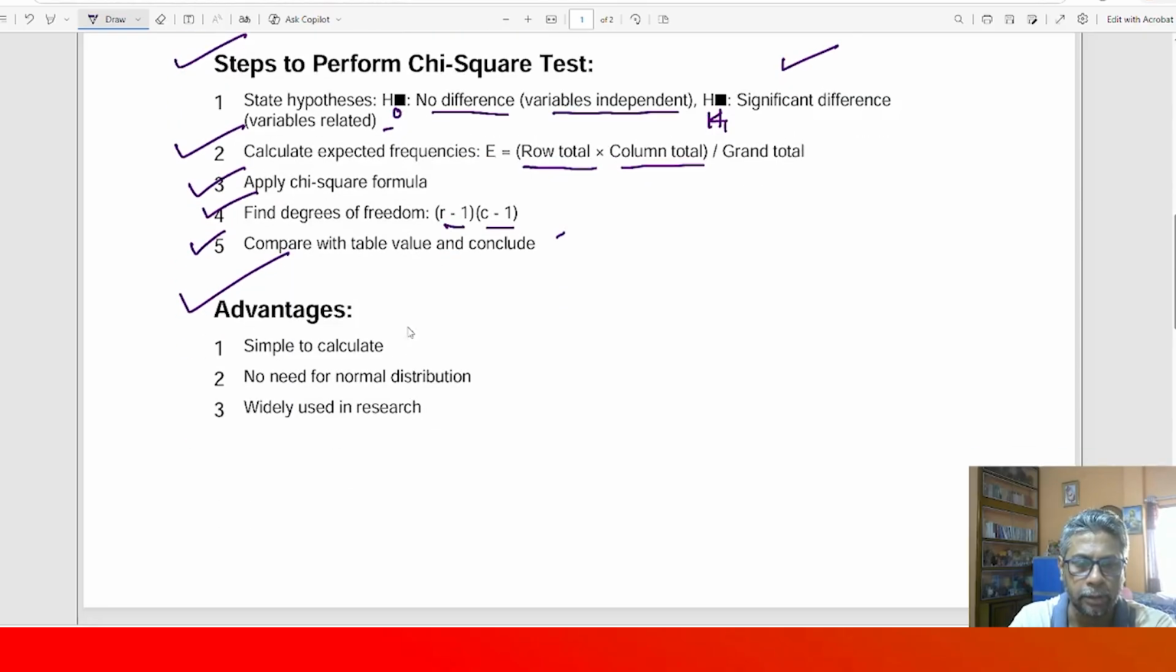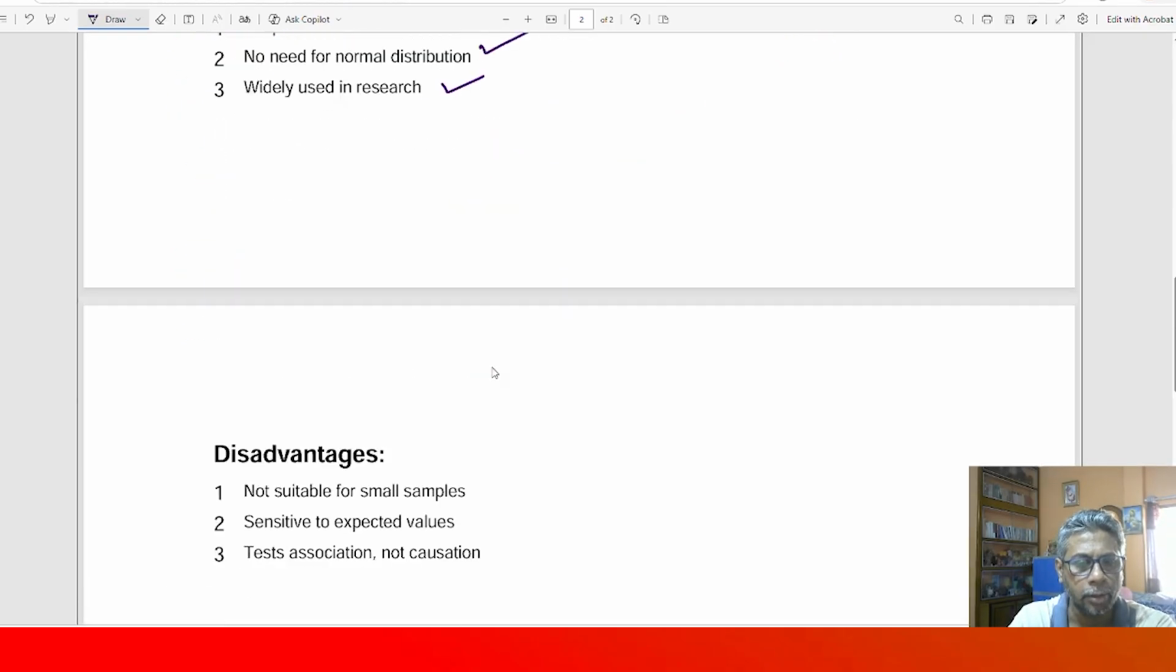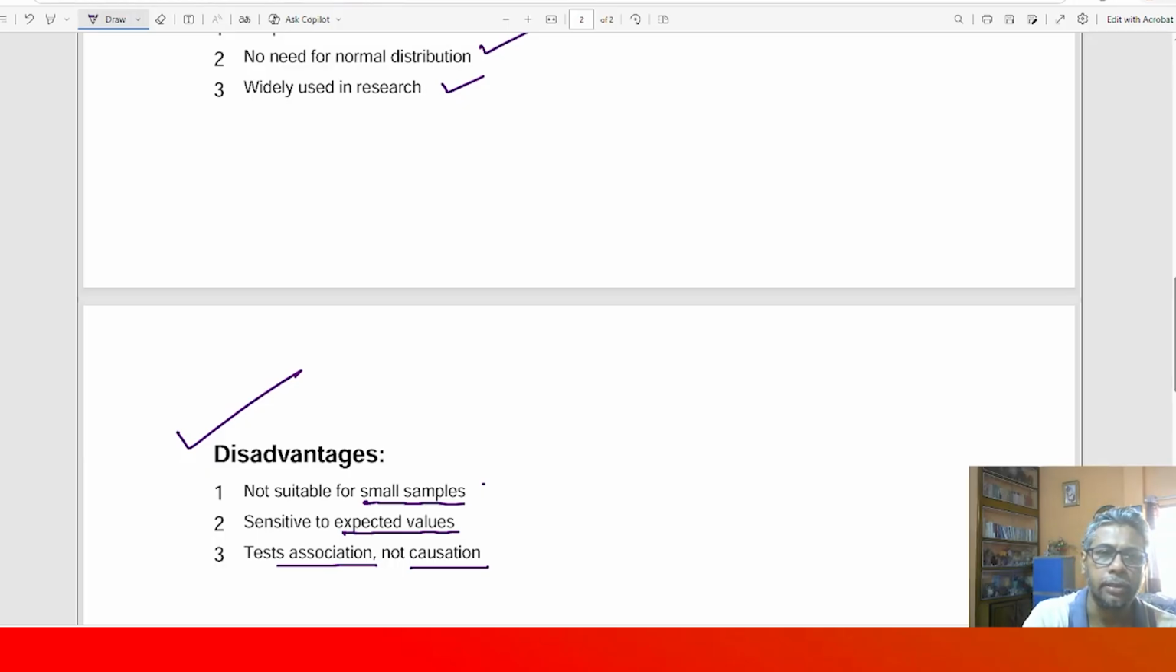What are the advantages? Simple to calculate, no need for normal distribution, and widely useful in research. What are the disadvantages? Not suitable for small samples, this is very important. It is also sensitive to expected values, and it shows association, not correlation. So these are the questions based on this topic.